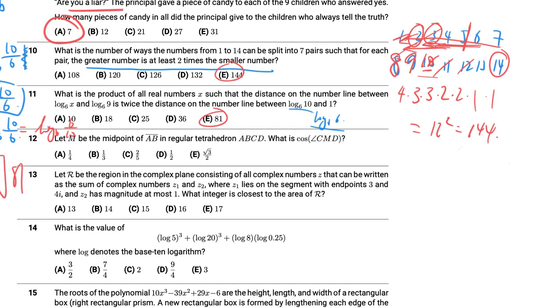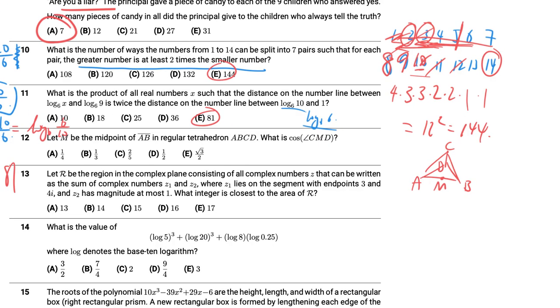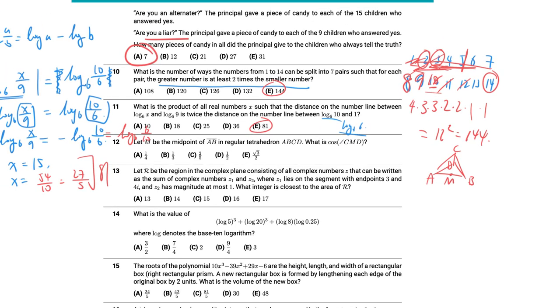We have a midpoint on a tetrahedron. Tetrahedron is basically 4 vertices, 6 edges. It looks something like this. This is bird's eye view. And we have A, B, C, D, let's say. And we have the midpoint of AB, M, here, and we have CDM. And what we can do is we can consider the cross-section of CDM. So we have CDM.